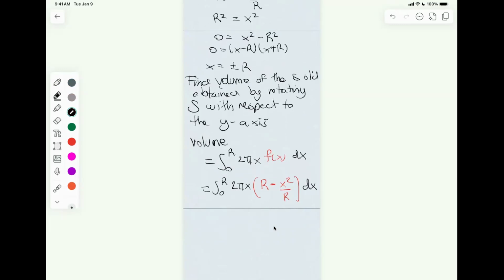And again, the integral per se is not too bad. You can take out the 2 pi and then you want to do two integrals, right? And then you have to multiply x on each term. So you would do the integral from 0 to r of rx dx. And then you can break it if you want, minus the integral from 0 to r, and then this x with this x squared gives you x cubed over r dx.